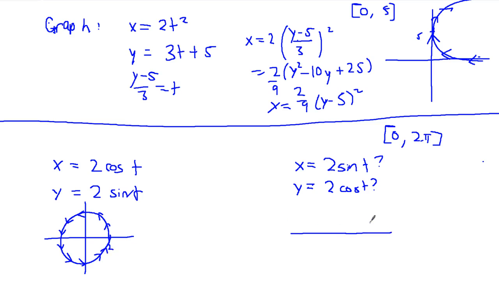Okay, what about if our x is 2 sine t this time and our y is 2 cosine t? So it's switched. Now the fact of the matter is, if it's switched, what you can do is switch the whole graph by itself. You can literally just switch the graph to account for that x and that y.